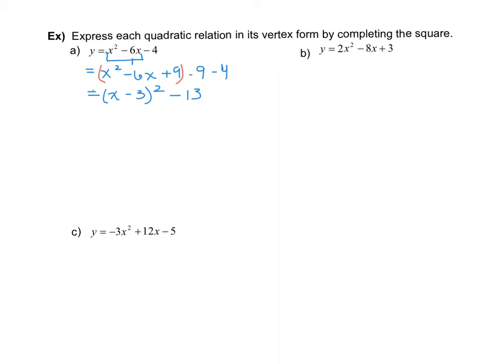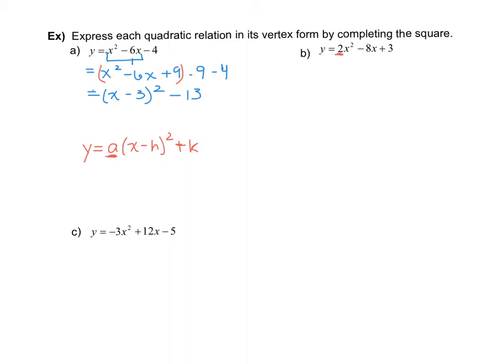Now, part B is different because of the 2 in front of that x squared. Remember, your vertex form is y equals a, and then bracket x minus h, all squared, plus k. The 2 in this standard form here is the a value. The 2 needs to come outside of the bracket in the vertex form.